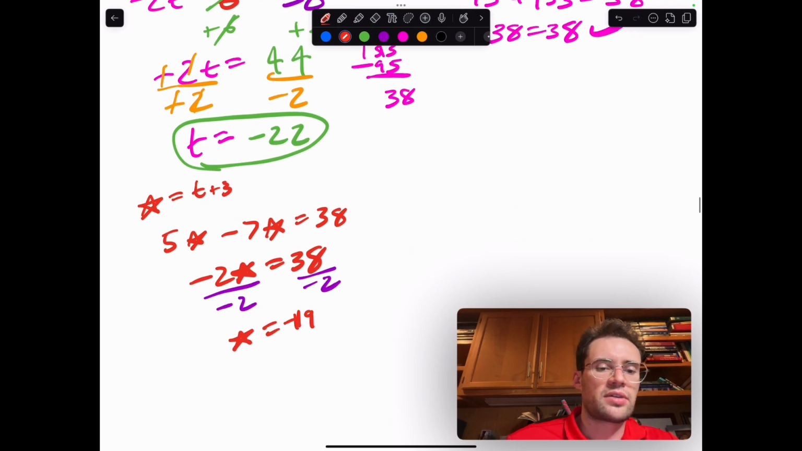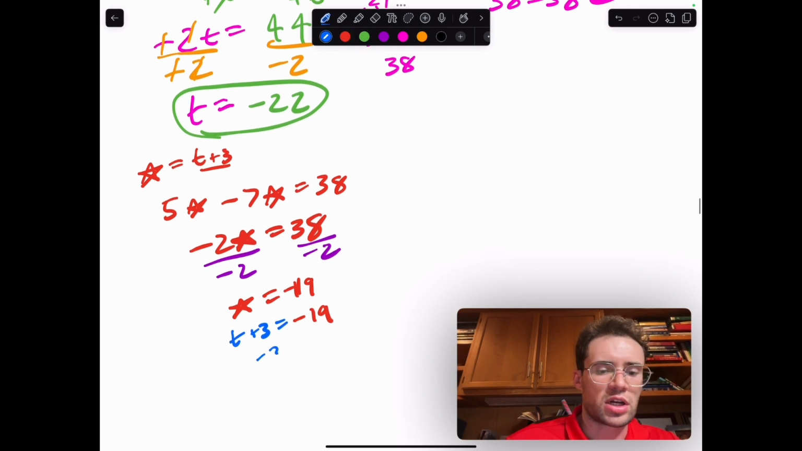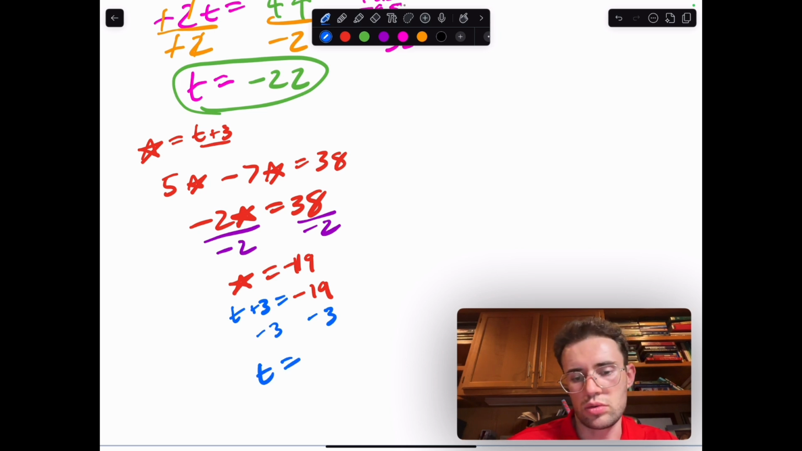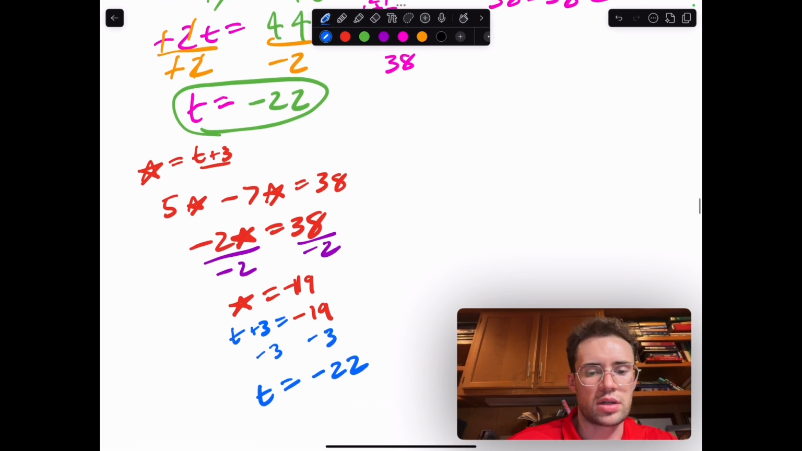So if your star is negative 19, we said star is t plus 3. So that would mean t plus 3 is equal to negative 19. And then to solve for t, you just subtract 3 from both sides. We get that t is equal to negative 22. Right, the same answer that we had above.